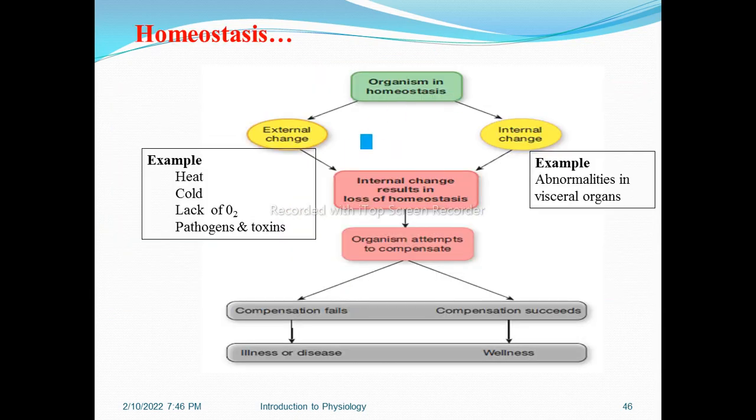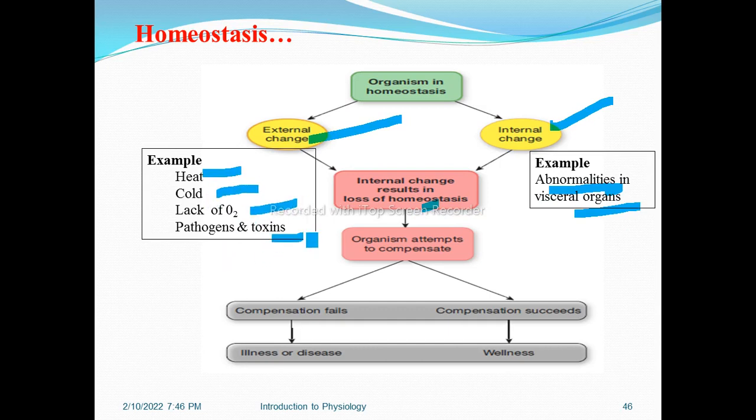Homeostasis is affected by external change and internal change. For instance, an internal change that results in loss of homeostasis is abnormalities in the visceral organs. If an organ is affected or diseased, the balance may be affected because that organ may produce something in excess or in less amount. This will change the homeostasis. Also, external factors like heat, cold, oxygen deficiency, pathogens, toxins, and microorganisms may affect our body externally. After such an effect, the organism attempts to compensate.